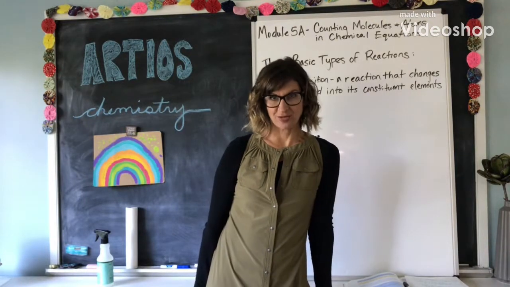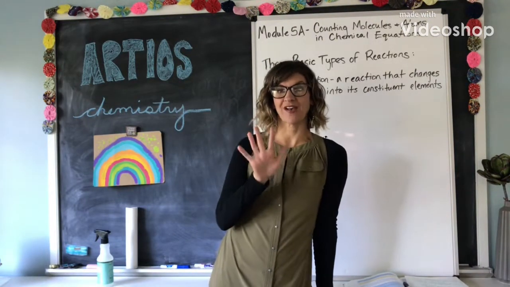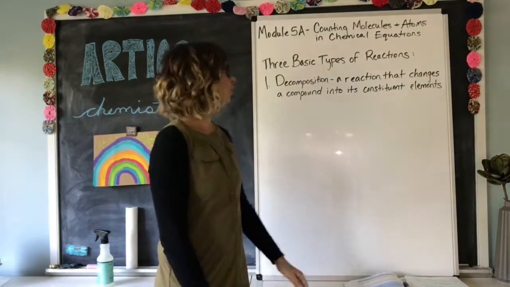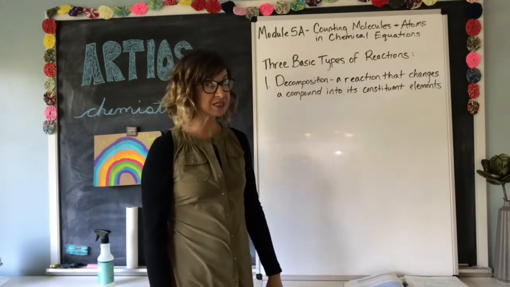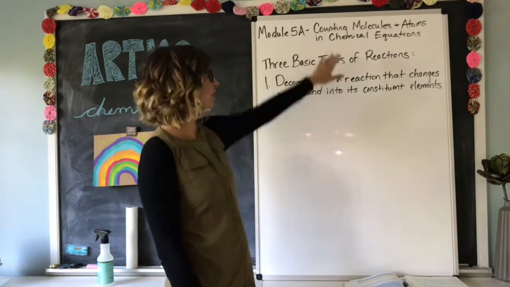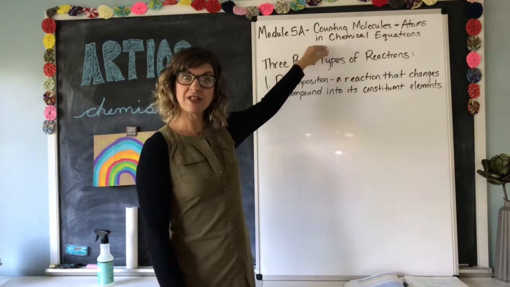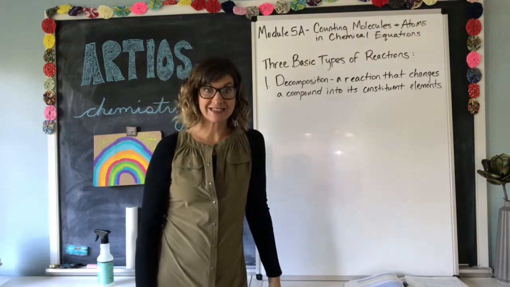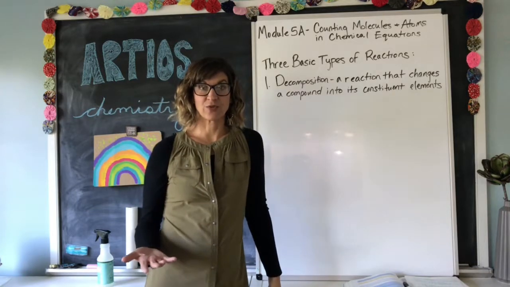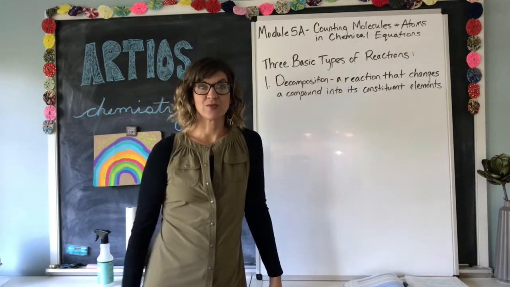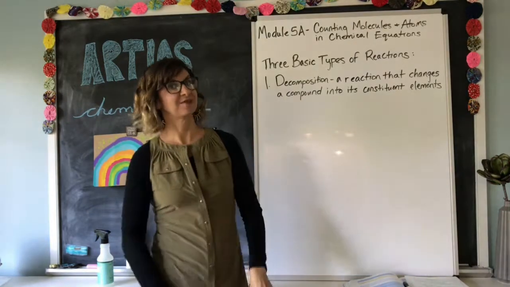Way to go, chemistry students. We are up to module number 5. In module number 5, we are going to be learning how to count the molecules and atoms in chemical equations, as well as learning how to predict the products of chemical reactions when given the reactants, or vice versa.